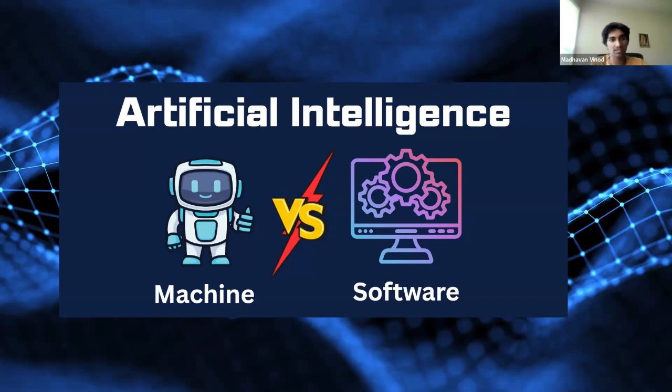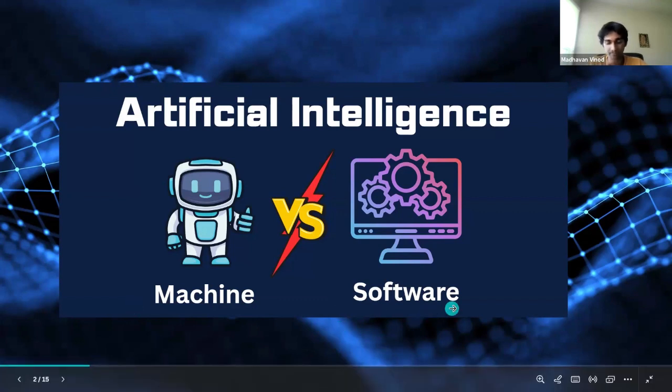I introduced it as a machine because this is a very simple way of understanding it, a very easy way. We all like machines, we all know machines. And to think about a machine that can think on its own, reason on its own, it's a very easy way to understand artificial intelligence. However, a more accurate definition of artificial intelligence is a word called a software.